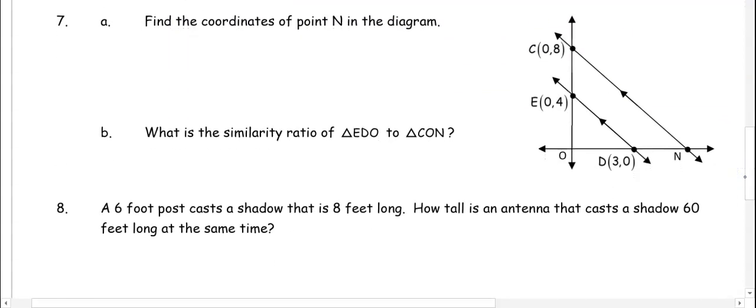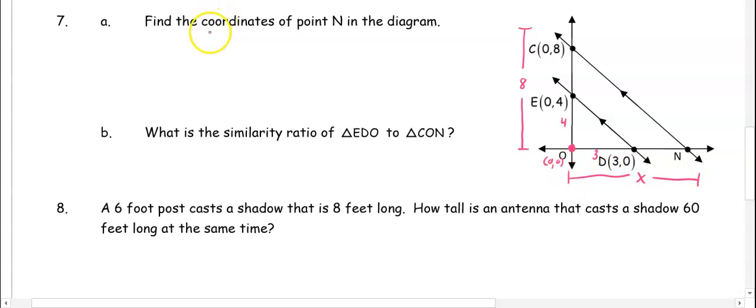In number 7, find the coordinates of N in the diagram. And then what is the similarity ratio of EDO to CON? So first thing we want to do is find the coordinate of N. In order to do that, we're going to use the coordinates to find the lengths. So we know that from here, which is the origin 0, 0, to E is 4 units. And then from O to C is 8 units. From O to D is 3 units. We want to know how far is it from O to N. That will help us get our coordinate.